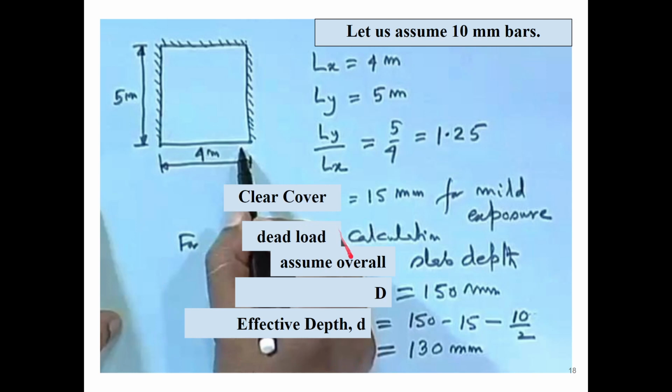Now we have to do the load calculation. For dead load calculation, initially we need to assume the depth. Let us assume the overall slab depth is 150, which is generally a good value. If D is 150, effective depth small d will be 150 minus 15 minus 10 by 2, right? So it will be 150 minus 20, or 130 millimeter.